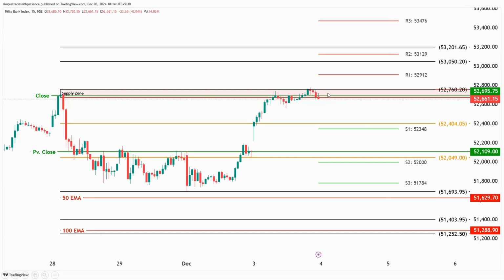So there is some bearish sentiment at these levels, and if this has been taken out, we could have bullish momentum continued in this index also.